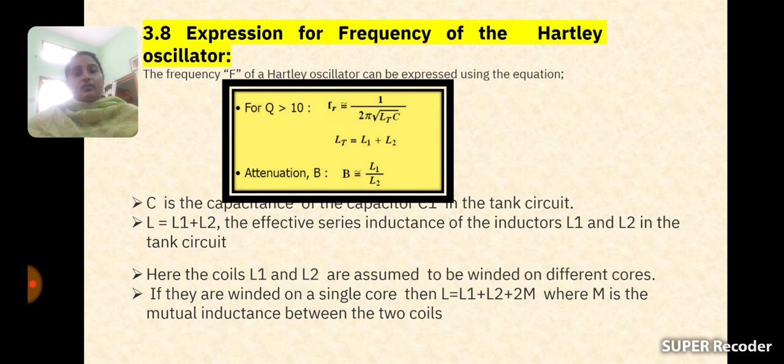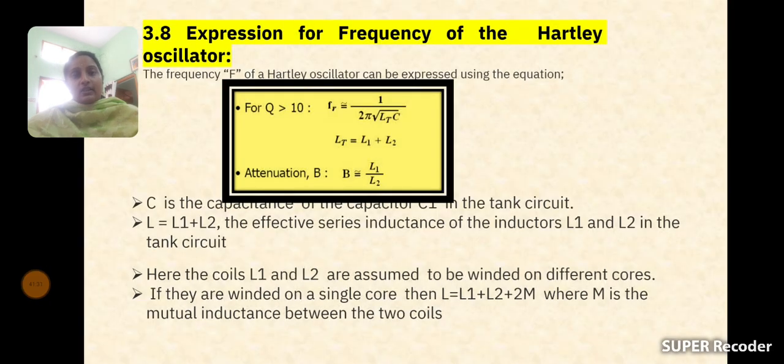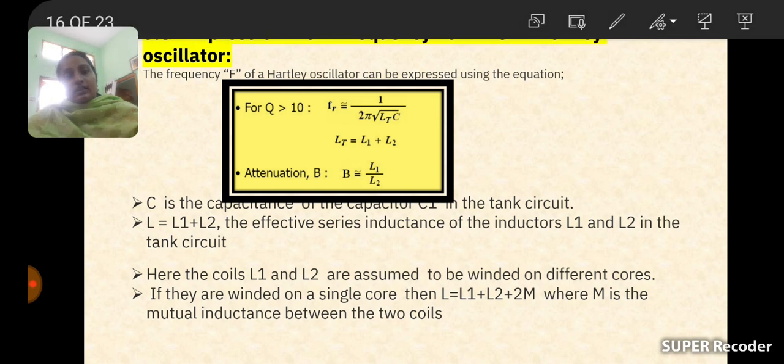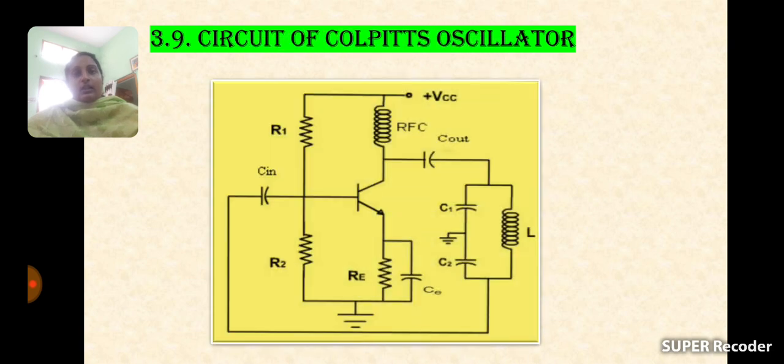If these two coils are connected in series, meaning the two inductor coils are connected in series, then the total inductance will be L1 plus L2. If these two coils are connected in series opposition, the total inductance is L1 plus L2 minus 2M. Okay. And our next topic is the Colpitts oscillator.